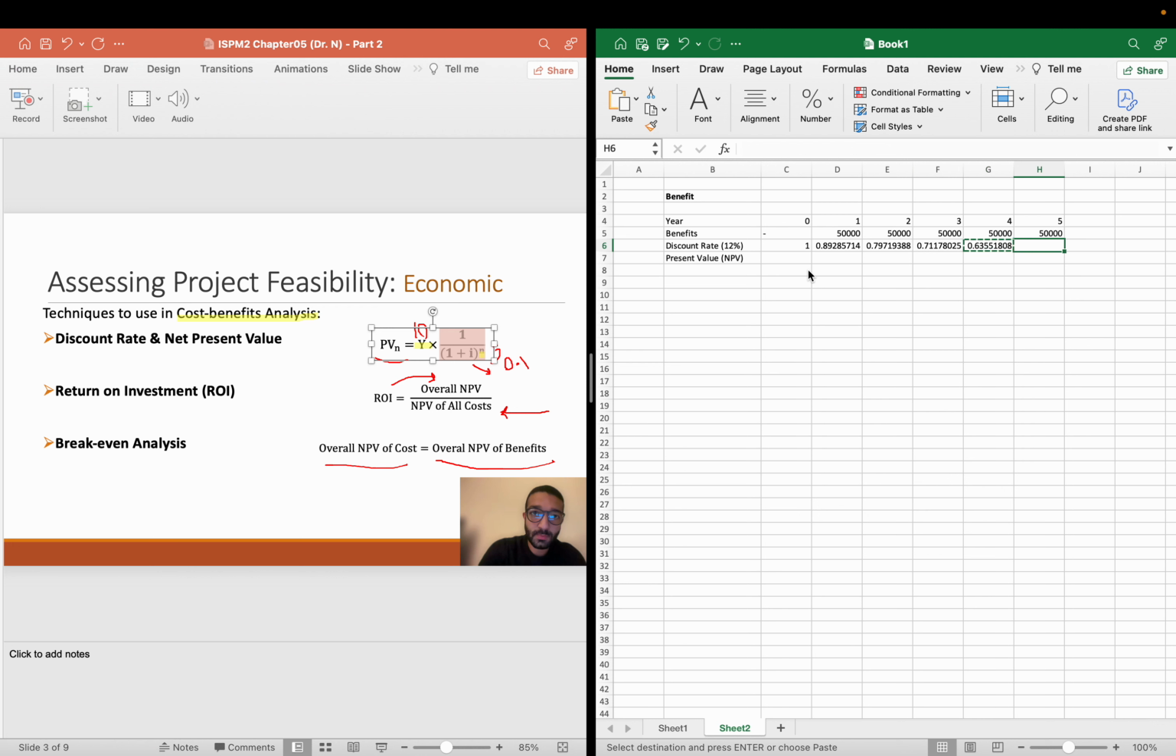That would be much easier. So just copy and paste it and change the value right here. And now, if I want to calculate the net present value, I need to multiply the monetary value by this measure, right?